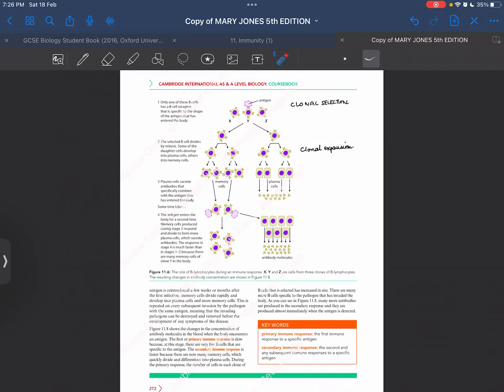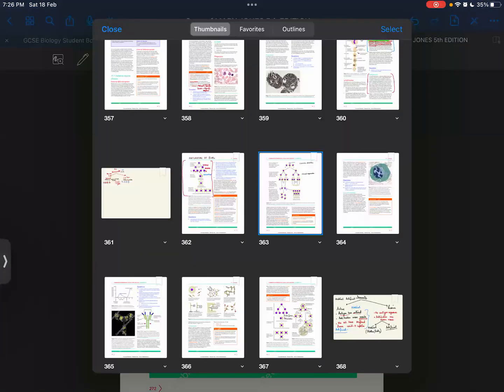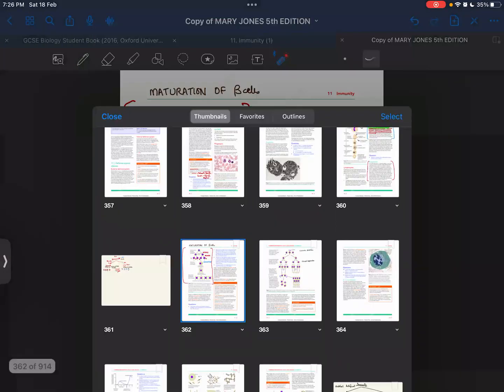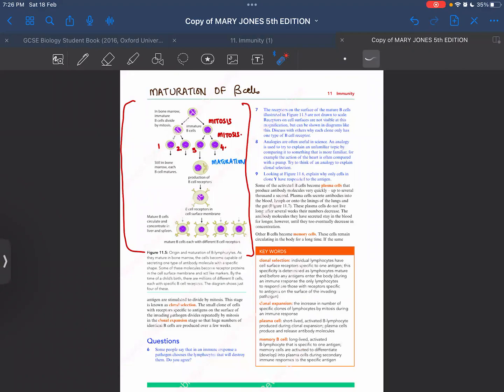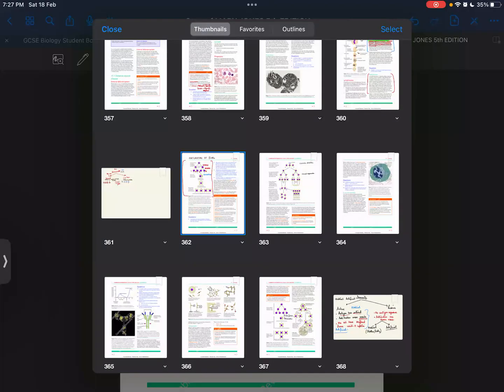तो दो तरह के diagrams आ सकते हैं exam में. कैसे? One can be this diagram, which we've just done now. ठीक है? अब जो second diagram आएगा वो इस तरह का आ सकता है. This one. And let's dig deep into this.